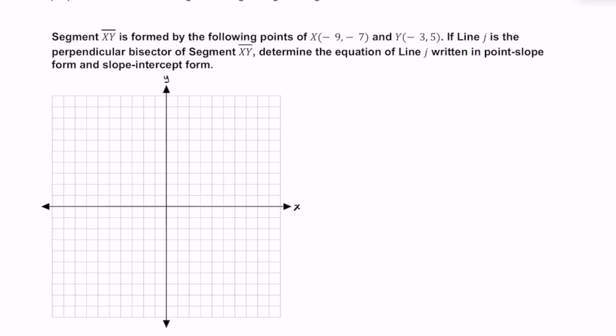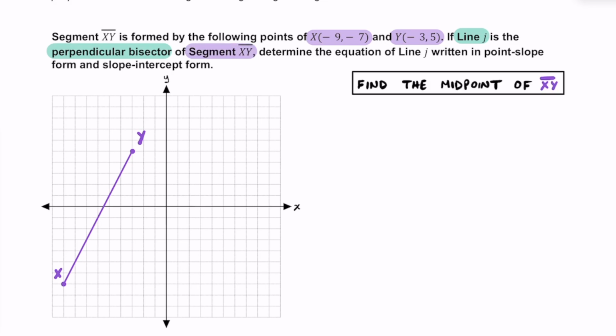So here we have a coordinate plane. We know point X is going to be down here in quadrant 3, and point Y is going to be over here in quadrant 2. We're told that XY is a segment, so we can go ahead and draw that. And we're supposed to be finding the equation of line J, which is supposed to be a perpendicular bisector for segment XY. Let's start by finding the midpoint of segment XY so we know where the perpendicular bisector is going to cross through segment XY.